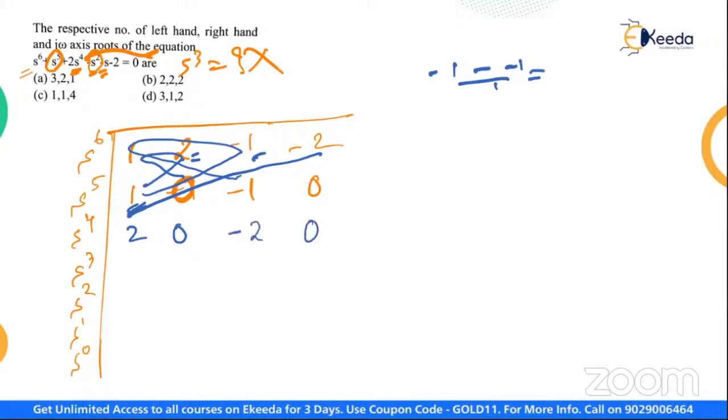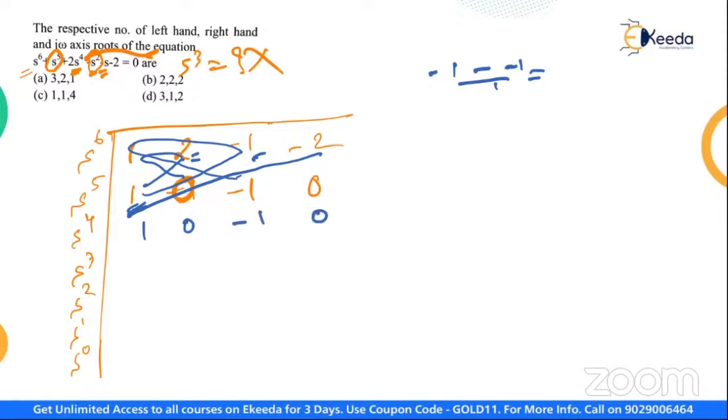Now, we know that if they can be easily factorized, then we can definitely divide this whole thing by 2. We can just directly divide this whole row by 2. And once you divide it by 2, you'll be having 1, 0, minus 1 and 0. Is it fine? Yes, sir.